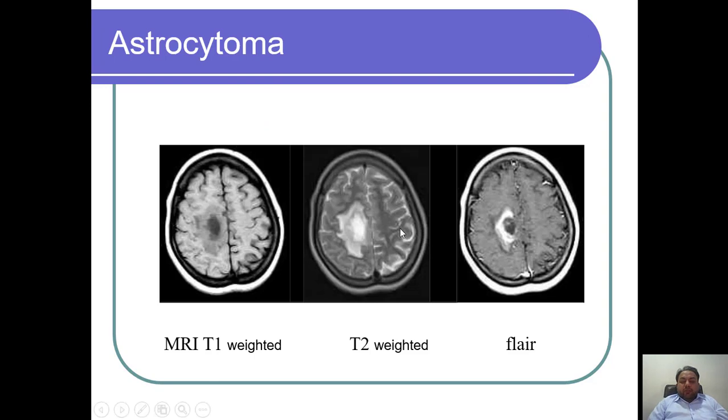This is MRI of the brain showing astrocytoma. This is an MRI brain with contrast showing contrast enhancement. This is MRI brain plain. This is MRI brain with contrast. There is a tumor and then there is a surrounding edema. On contrast, there is a dense enhancement of this surrounding lesion.